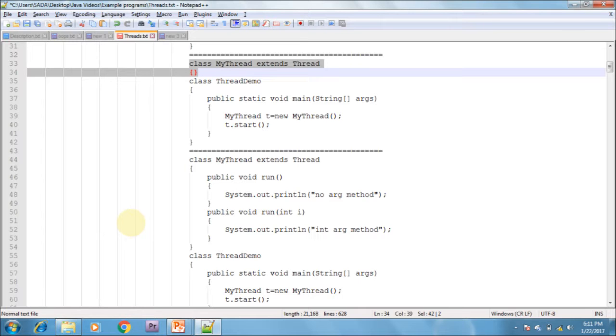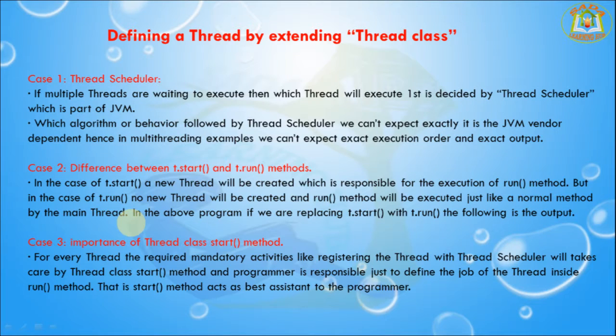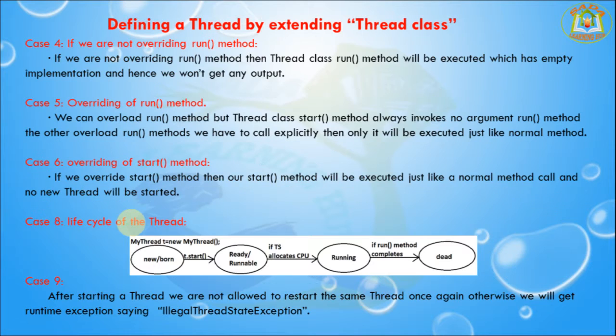It is highly recommended to override the run method. Otherwise, we don't go for the multi-threading concept. Case number 5, overriding of the run method. We can override the run method, but the Thread class start method always invokes the no-argument run method. The other overloaded run method we have to call explicitly, then only it will be executed just like a normal method.